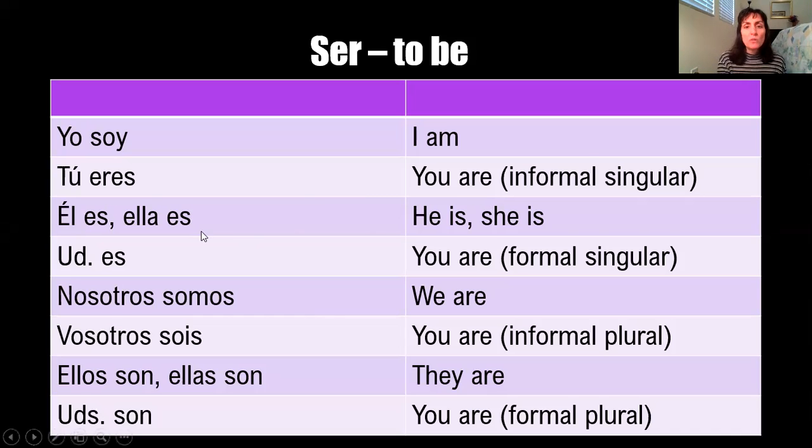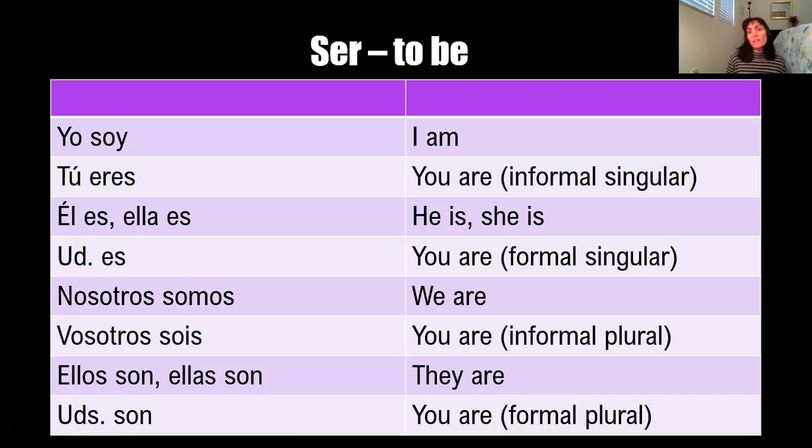So the forms are yo soy, I am, tú eres, you are, él es, he is, ella es, she is, usted es, you are, that's the formal singular you, nosotros somos, we are, vosotros sois, you are, informal plural, which in the South we'd say y'all are or all of you are. Ellos son, they are, ellas son, they, women are, or ustedes son, you are, formal plural. So soy, eres, es, somos, sois, son.